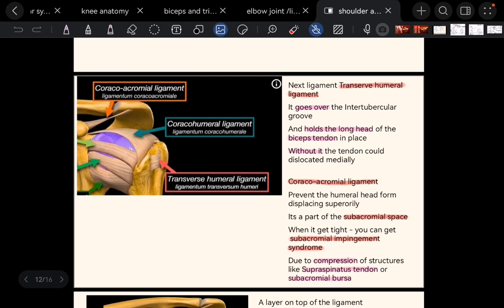Now, we also have two ligaments here called the transverse humeral ligament and the coracoacromial ligament. The transverse humeral ligament goes over the intertubercular groove and holds the long head of the biceps tendon in place. Without the transverse humeral ligament, the long head of the biceps tendon could dislocate medially. Next, we have the coracoacromial ligament. The coracoacromial ligament prevents the head of the humerus from dislocating superiorly.